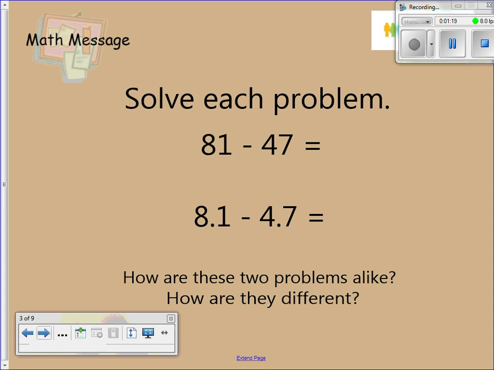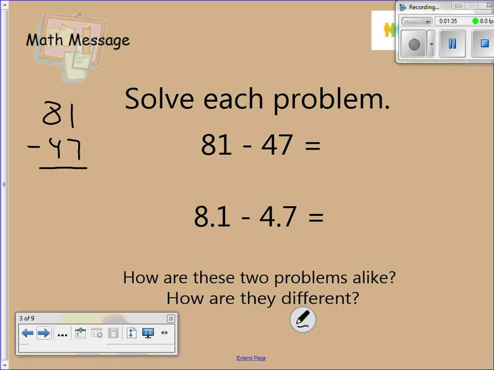Right here we have two numbers. We have 81 minus 47, and we have 8.1 minus 4.7. They want to know, how are these two problems alike? How are they different? First of all, we're going to go ahead and solve 81 minus 47.